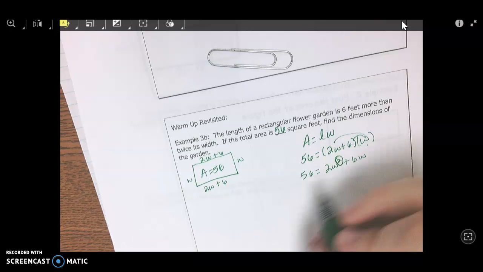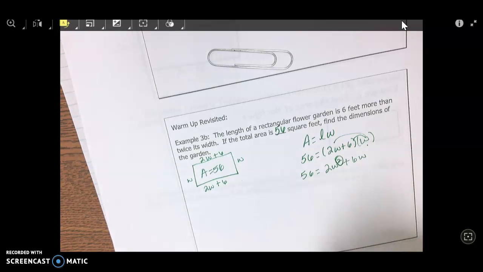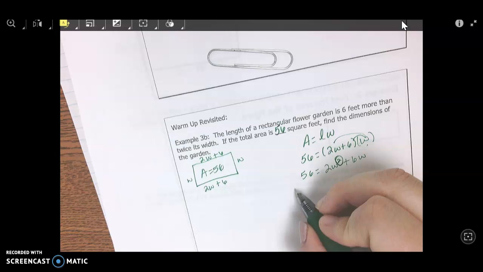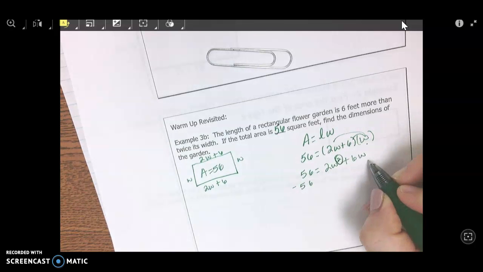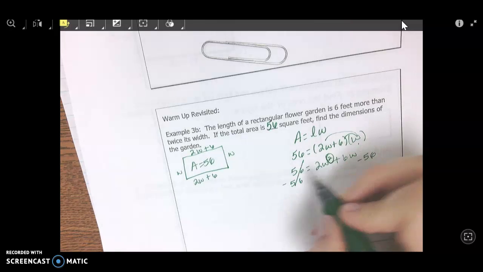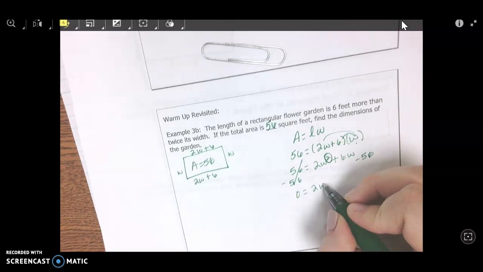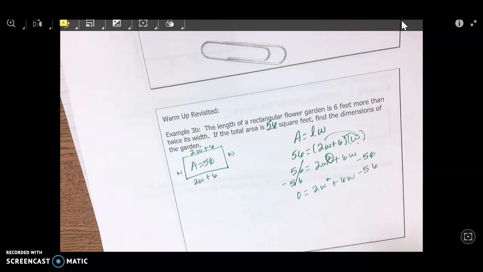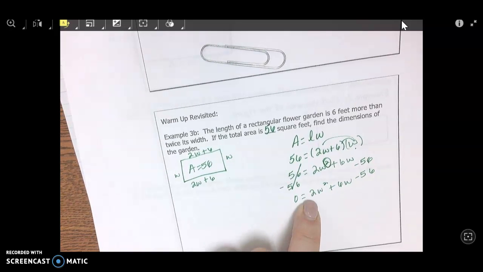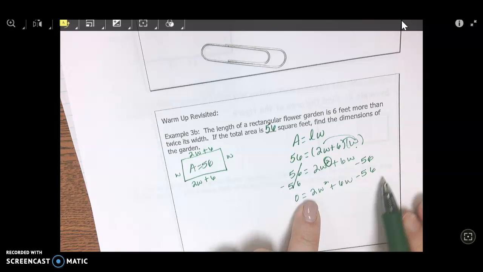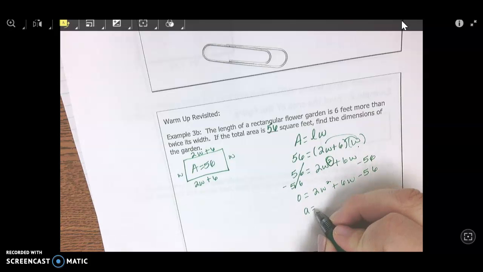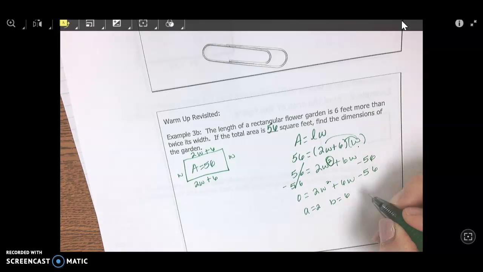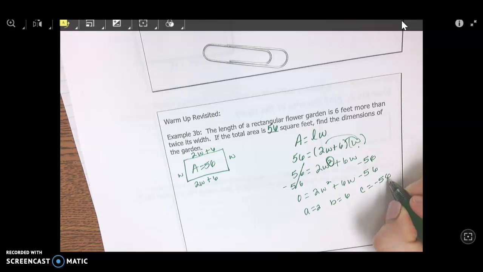So I have to move the 56 over to get this in standard form in order to find what A, B, and C are. So I'm going to subtract 56. We have 0 equals 2W squared plus 6W minus 56. I would try to factor, but I don't think this one factors. The quadratic formula works every time. So A is 2, B is 6, C is negative 56.